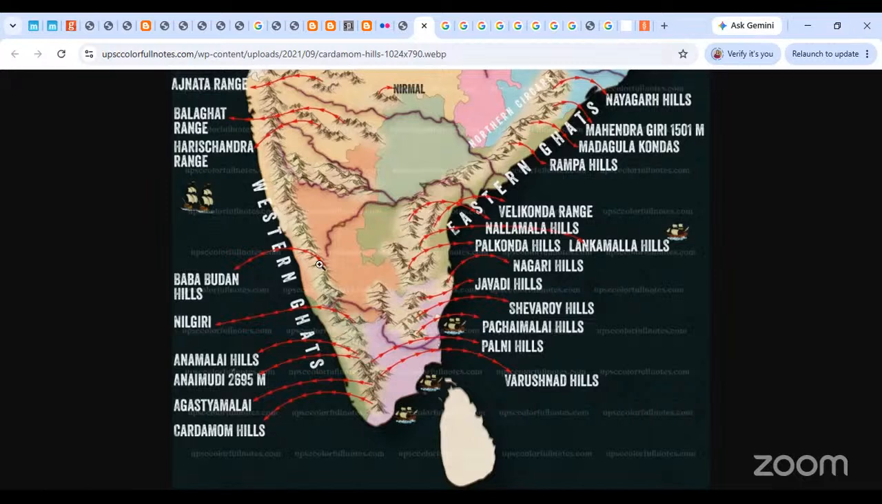Above that you have the Baba Budan Hills. Okay, famous mineral resource from there. So we are seeing the Baba Budan Hills, which lie in Karnataka, in the Western Ghats.